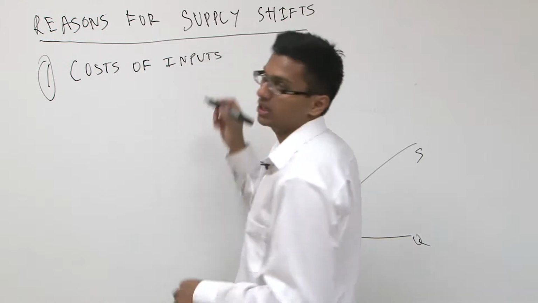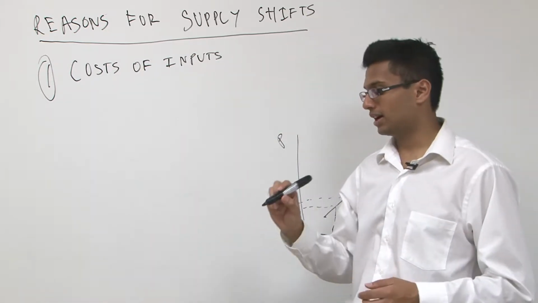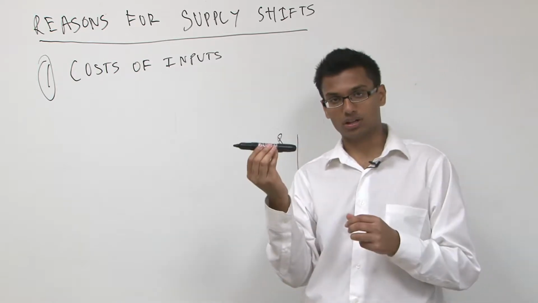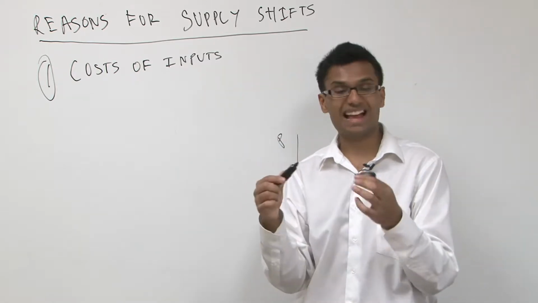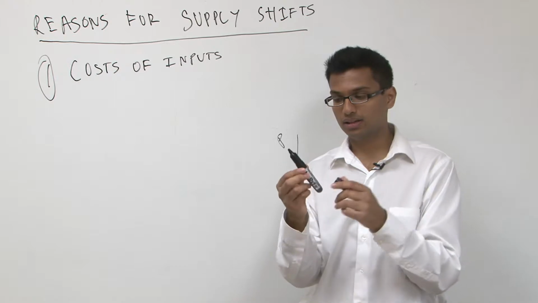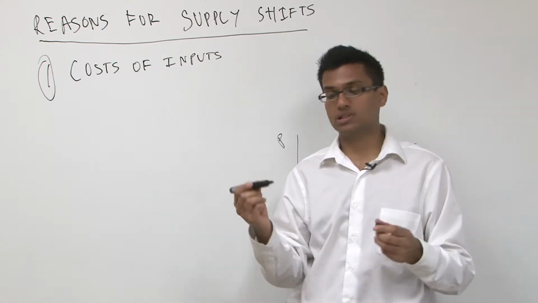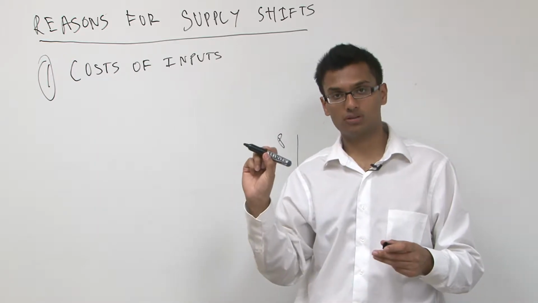All right, so let's pick an example of a good. Let's say that I'm going to choose these markers. So what goes into this marker? There's a couple inputs. There's the plastic that this is made out of. There's the ink that goes into this. All of these are just inputs to making this particular marker, correct?